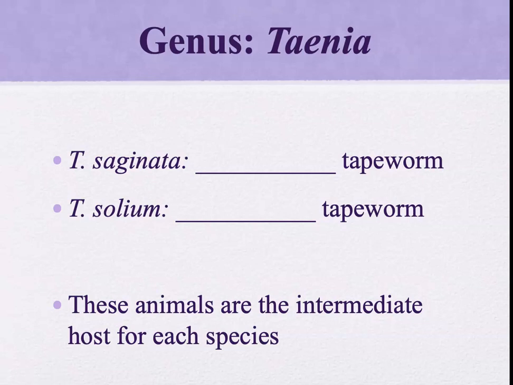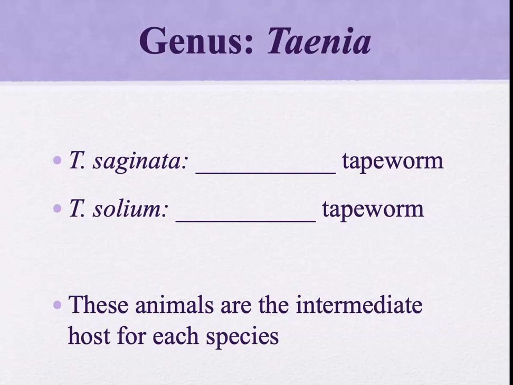The next two parasites we will cover belong to the same genus, which is Taenia. We have Taenia saginata and Taenia solium. The common name for Taenia saginata is the beef tapeworm, and the common name for Taenia solium is the pork tapeworm. These life cycles are identical for both of these parasites, except for the intermediate hosts for each one of them. And that's how they're named.